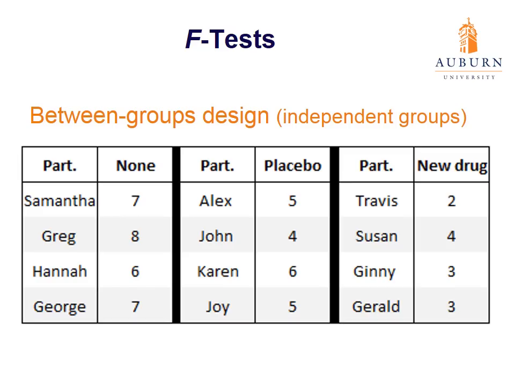Here's our drug levels, and so we have the none condition, the placebo condition, and the new drug condition. And so I might have Samantha, Greg, Hannah, and George in the none condition. We're not giving them any type of medication, not giving a placebo. We're just measuring their pain. Then I might have Alex, John, Karen, and Joy in the placebo condition. And then I might have Travis, Susan, Ginny, and Gerald in the new drug condition, where I give them the drug and then measure their pain.